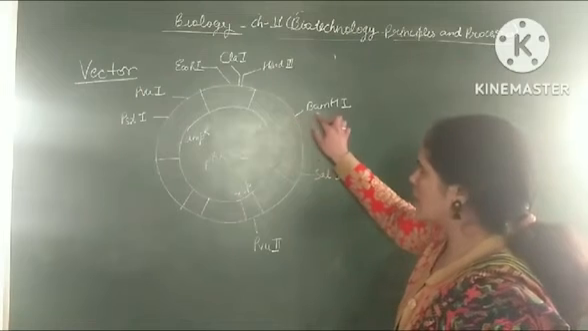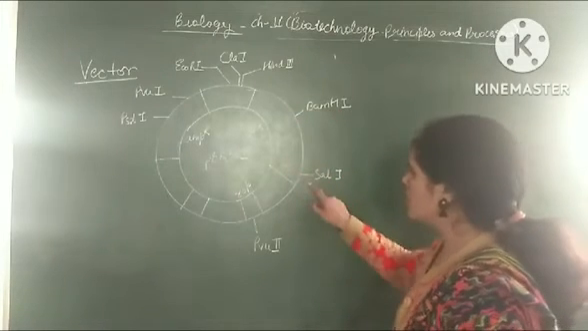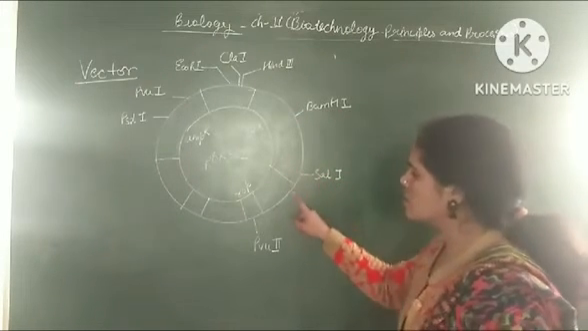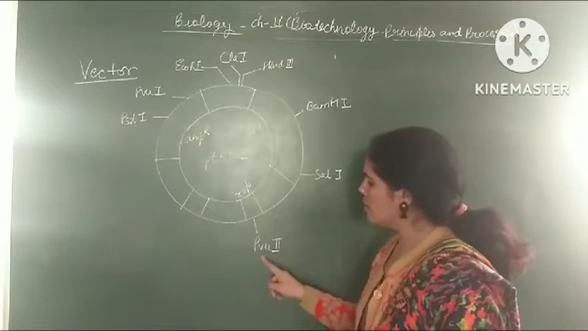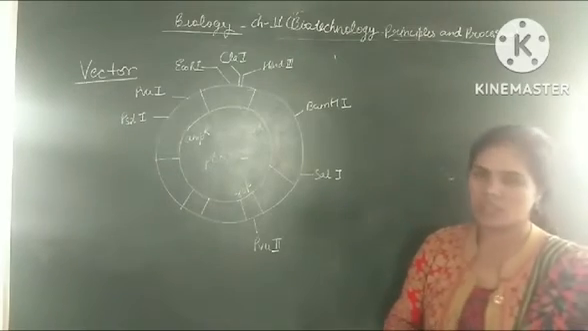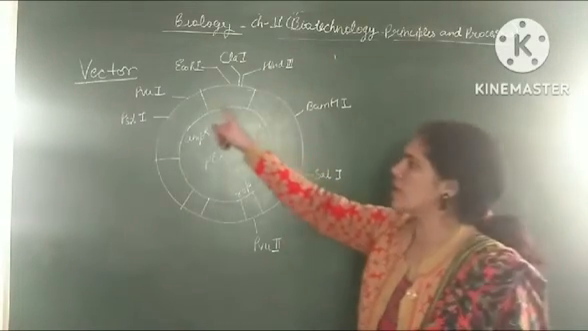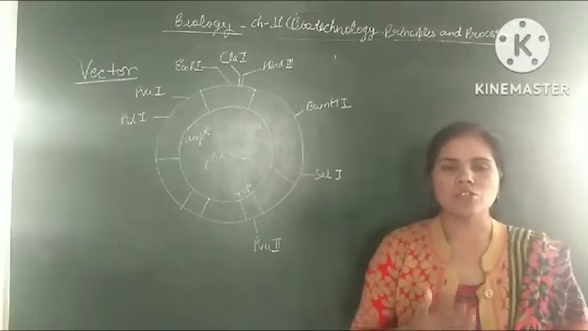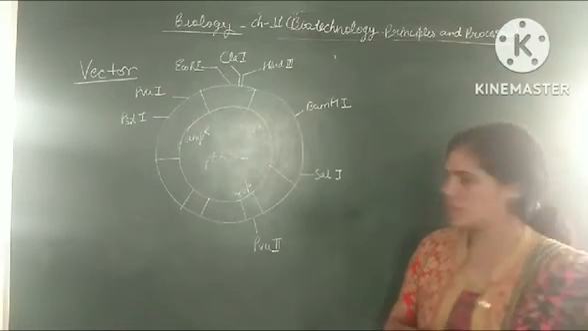So this is the recognition site for BamHI, and from here SalI can cut this DNA, and here PvuII restriction enzyme can cut this DNA. So these are some recognition sites for the different restriction endonuclease enzymes.